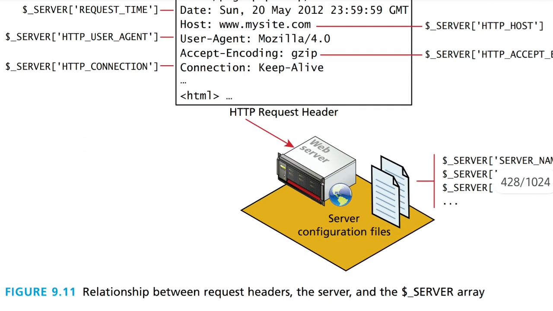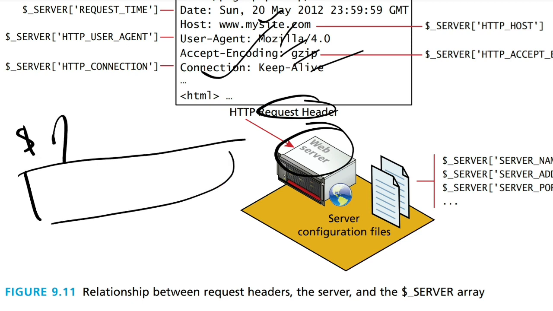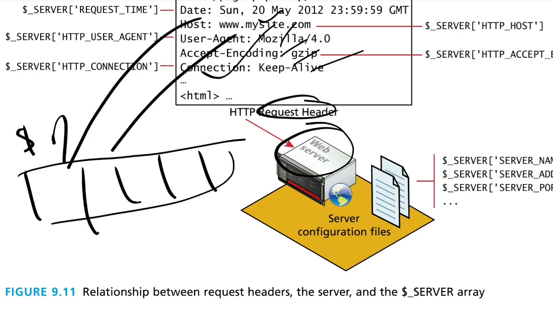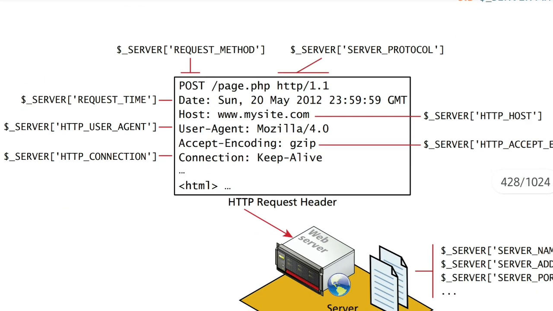Okay, HTTP request header, this is the request header which will be passed to the web server, and each of this information will be stored in the server array. Server array is like this, like get and post will be having multiple spaces for storing each of these pieces of information. Okay, so server of server name will output the first one, which is request name.